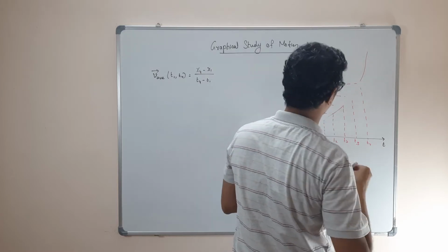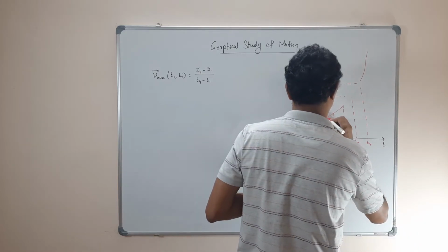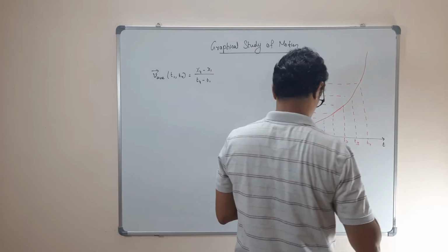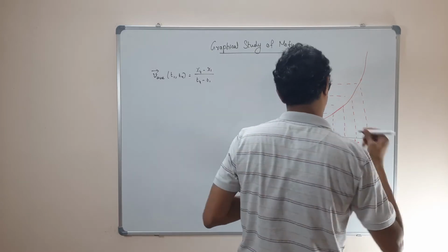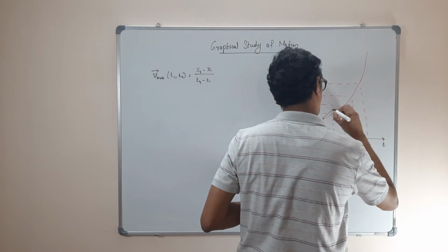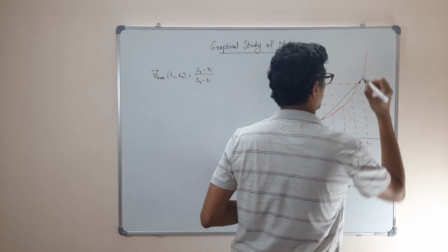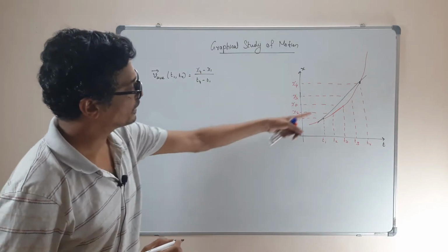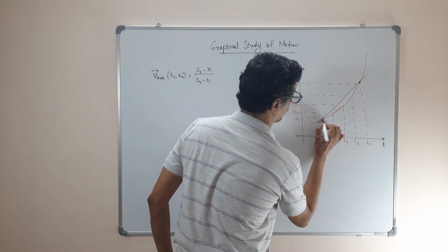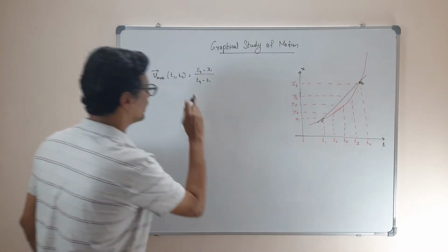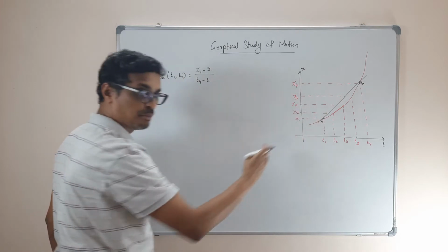Let me use this black color. So this is the slope of the straight line. Let me call it AB. Am I right? This is nothing but the slope of the straight line AB.